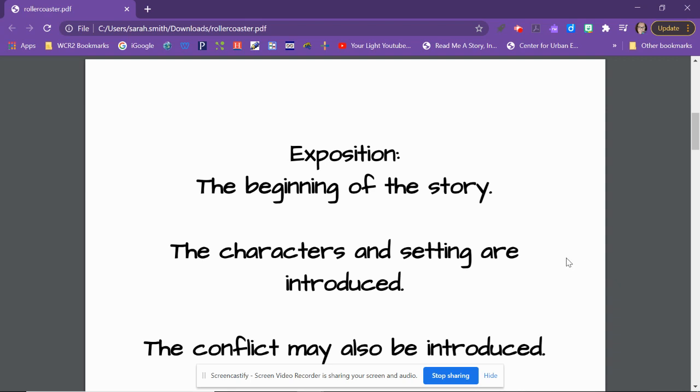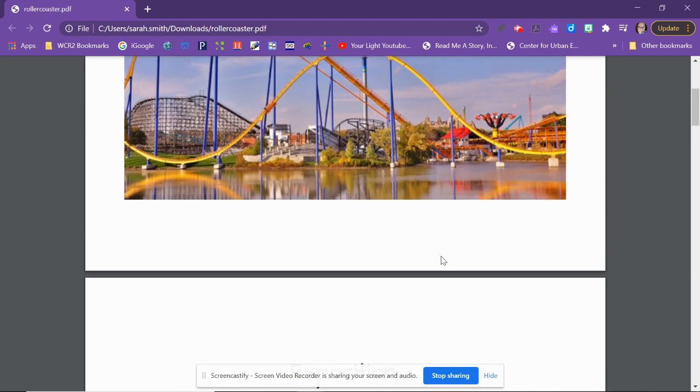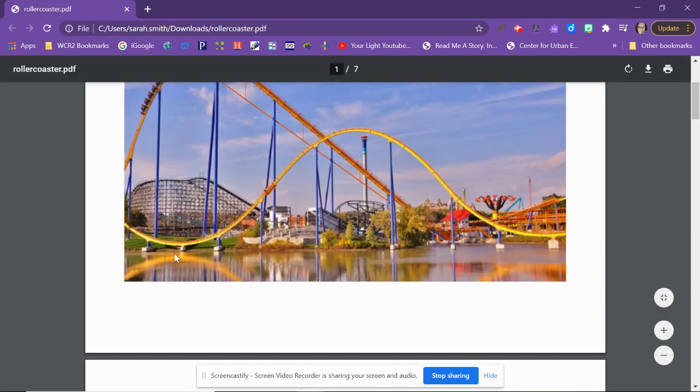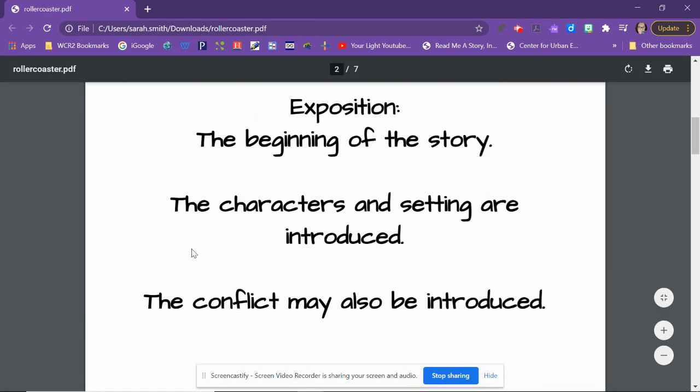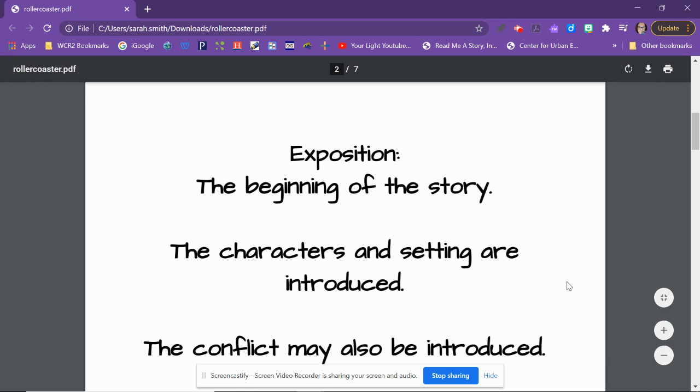The characters and setting are introduced, and the conflict may also be introduced. That's that roller coaster right there. So the conflict is already kind of starting in the beginning of the story. I love this because it makes it very clear. So I would really think about this. If you have a reading journal at home, you could pause the video and actually write this down. That way, when I talk about exposition, you know exactly what I'm talking about.